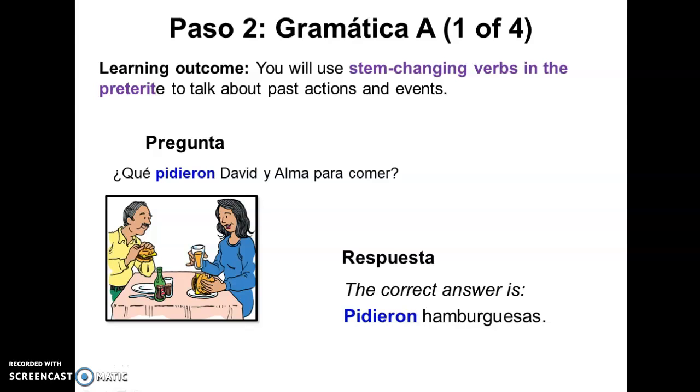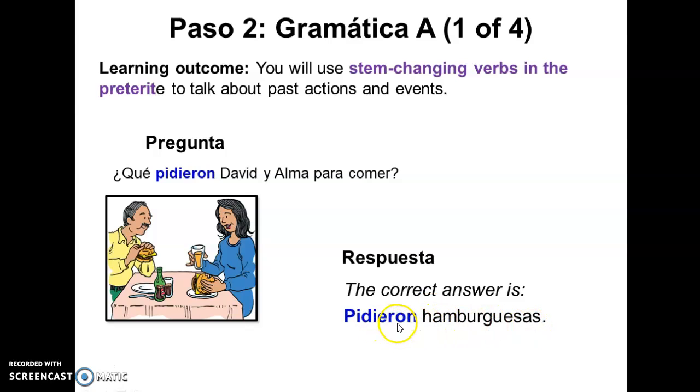Hola. So now we will talk about stem changing verbs in the preterite. And again, we will discuss past actions and events. Like here, referring to this picture, the question we ask is, ¿Qué pidieron David y Alma para comer? And then we can see that these are hamburgers. So the answer, respuesta, is pidieron hamburgers.